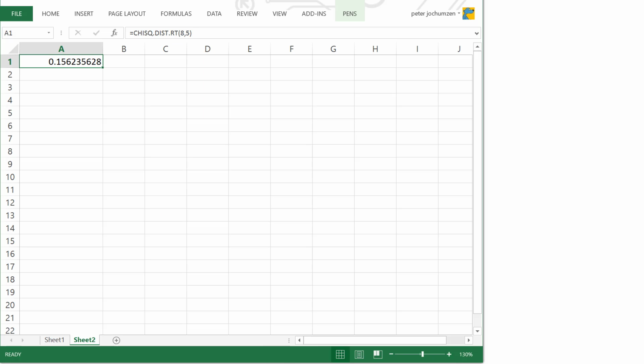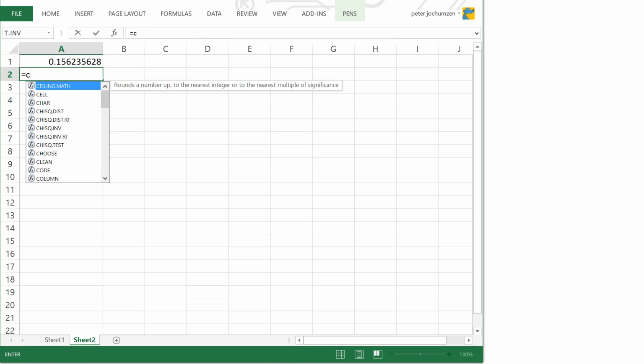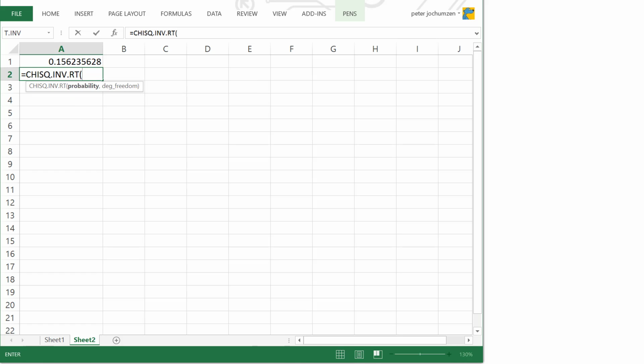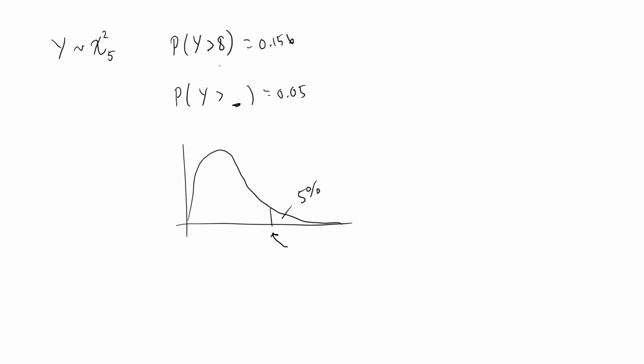In this case, we can just do equals CHISQ.INV.RT, and we again use the right-hand tail because I want to put in the probability of the right-hand tail. So if I put 0.05 here and my degrees of freedom 5, I find the answer, which is 11.07. So 11.07 is the right answer. The probability of getting a number greater than 11.07 is precisely 5%.